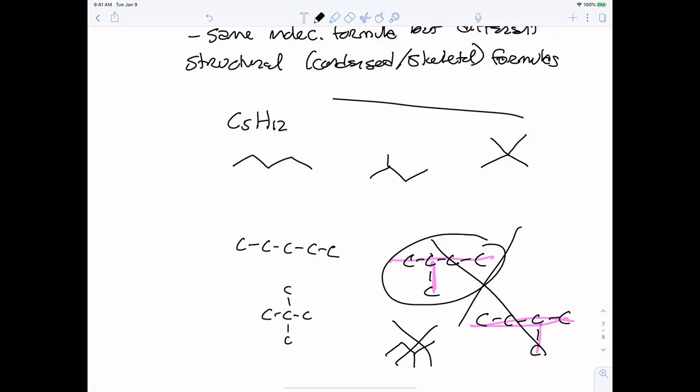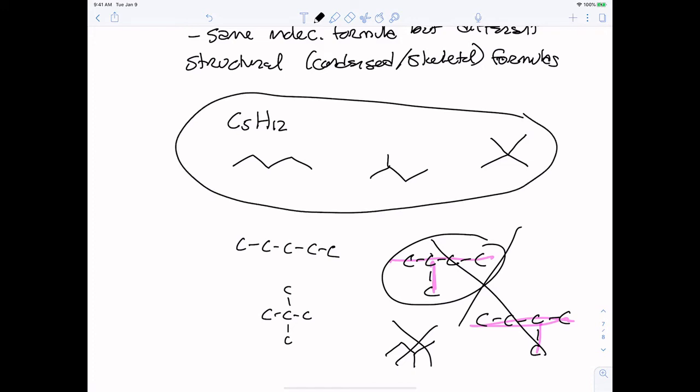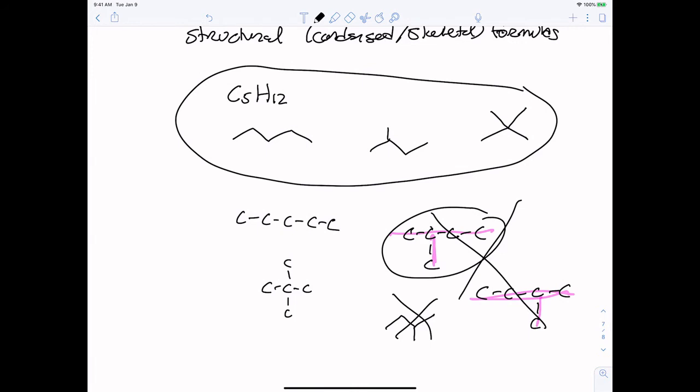So these are my options, right? These are my 3 structural isomers. Be really careful. If I ask you to draw all possible isomers and then you draw something that's not an isomer, then I'm going to mark it wrong, right? These are my only 3 options. You could draw them differently.